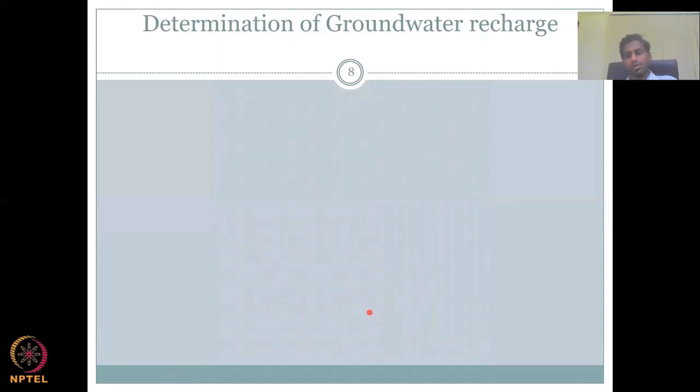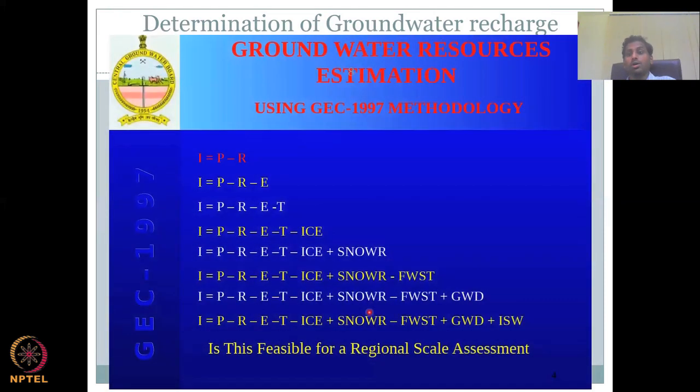How do you determine groundwater recharge? Mostly, because of its complexity, it is made by your groundwater budgets. So if you know the groundwater resources are determined by your precipitation and runoff, you can calculate your infiltration.